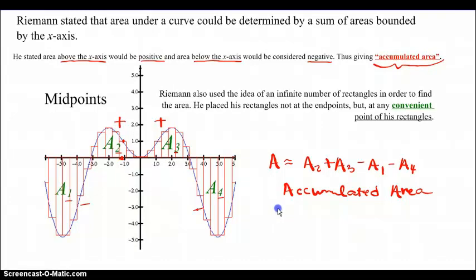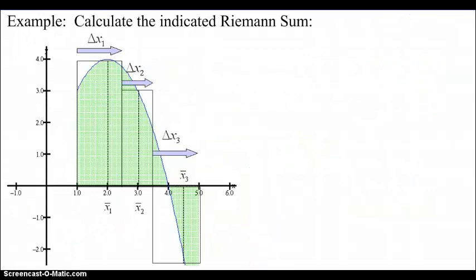Riemann also used the idea of an infinite number of rectangles in order to find the area, and he placed his rectangles not at the endpoints, but at any convenient point that he could find. So here is an example, and I said this in the last set of videos, that we don't always have to have the same width. These rectangles don't have standard widths. There's width 1, here's width 2, and here's width 3. All right, here they've called it the change in x1, the change in x2, and the change in x3.